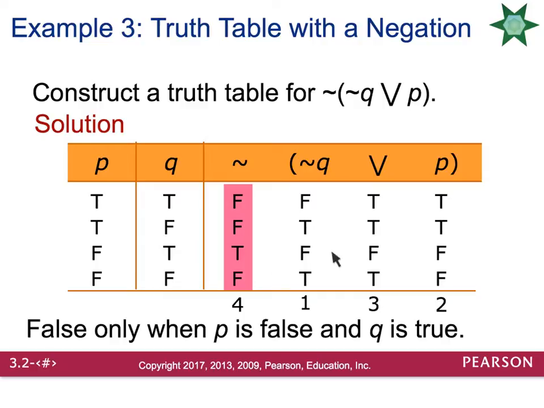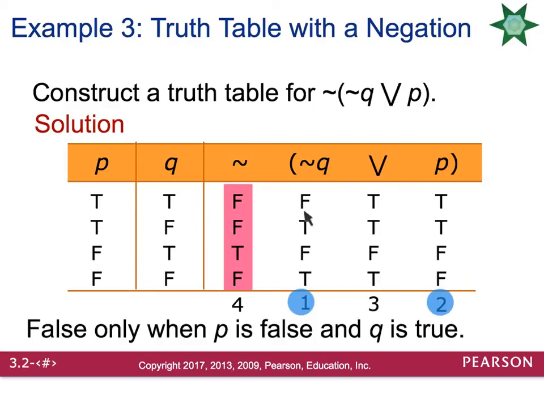The next step, now the steps aren't really obvious here, but the first step would be to find the negation of Q. If we look at Q, it goes true, false, true, false. If we take the negation, it's going to go false, true, false, true. So we change them all to the opposite. That's our first step. And then our second step is just to copy P over, so we're copying true, true, false, false over here.